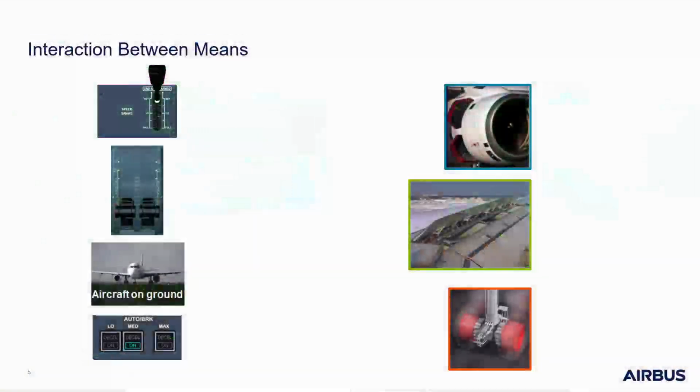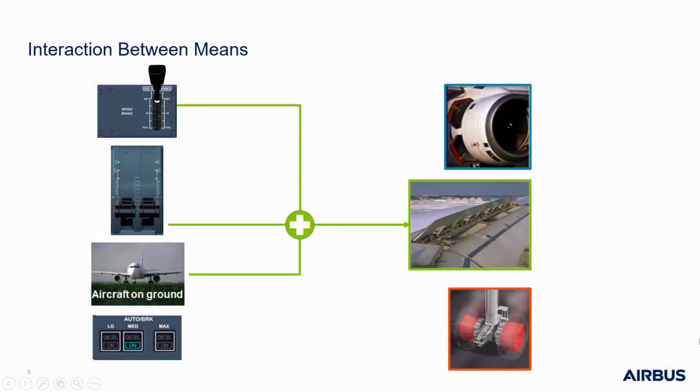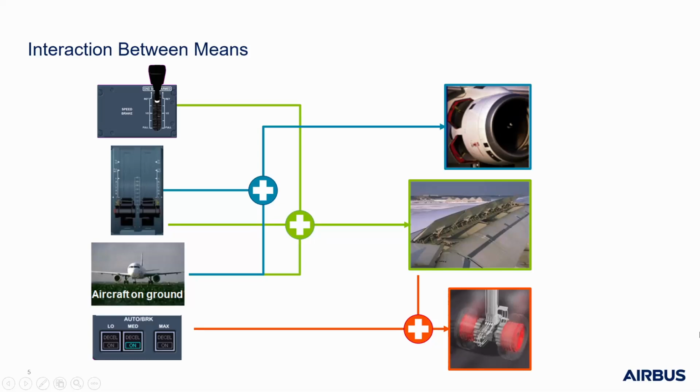Let's have a look at the logic and interaction between these three means. First, the spoilers need to be armed to be able to automatically fully extend when the thrust levers are set to idle or in reverse thrust range and both main landing gears touch down. Then, when the spoilers extend, the auto brake, if used, automatically activates at the selected level mode. Finally, the thrust reversers are deployed by the flight crew after main gear touchdown.